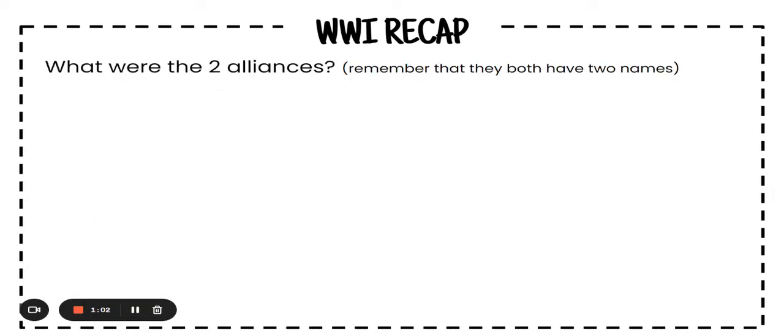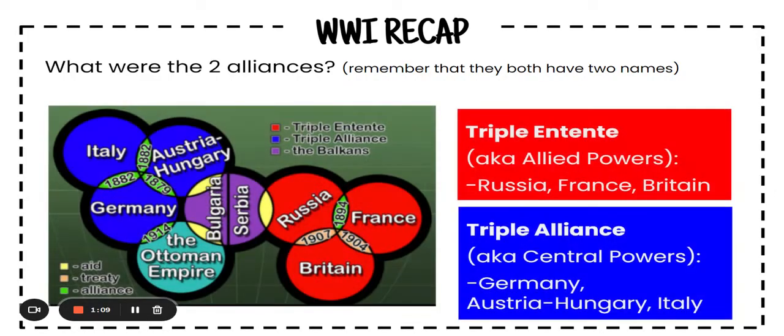Now, what were our two alliances and who was in them? So we've got our Triple Entente, aka the Allied powers, with Russia, France, and Britain. Then we have our Triple Alliance, aka the Central Powers, with Germany, Italy, and Austria-Hungary.